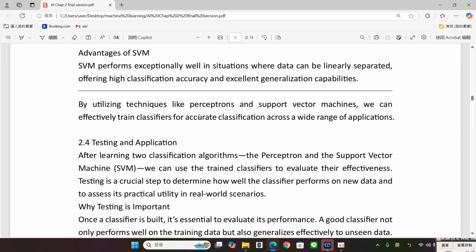The advantage of SVM. SVM performs exceptionally well in situations where data can be linearly separated, offering high classification accuracy and excellent generalization capability. By using techniques like perceptrons and support vector machines, we can effectively train classifiers for accurate classification across a wide range of applications.